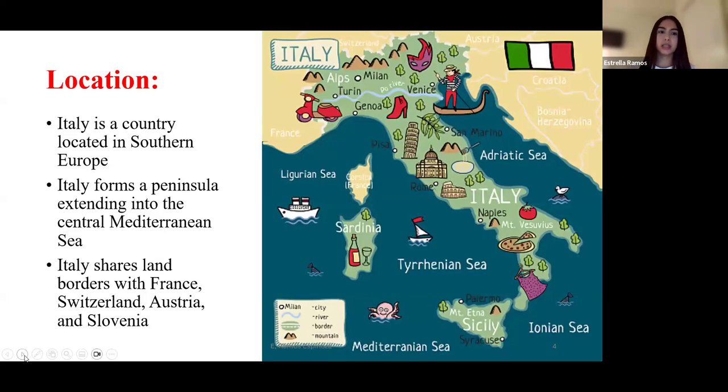Starting with the location. Italy is a country located in southern Europe. Italy forms as a peninsula extending into the central Mediterranean Sea, and Italy shares land borders with France, Switzerland, Austria, and Slovenia.